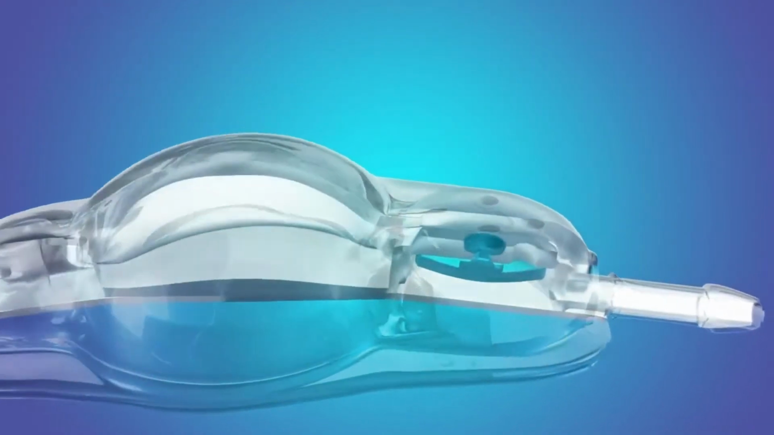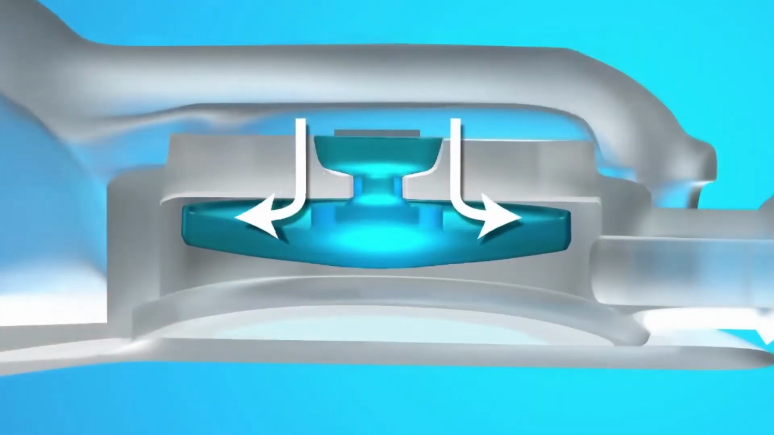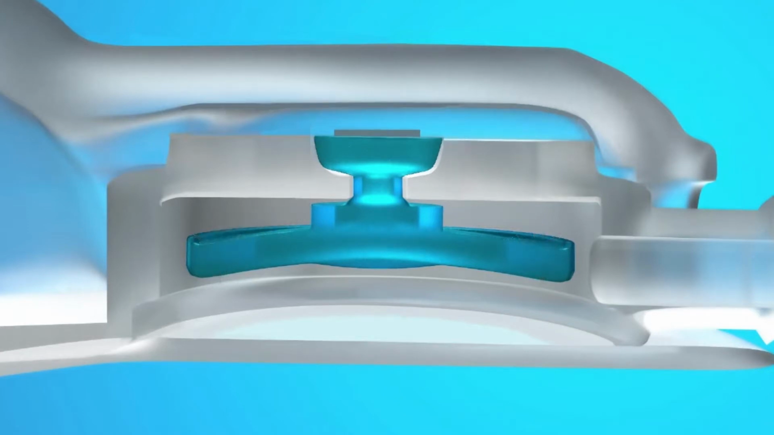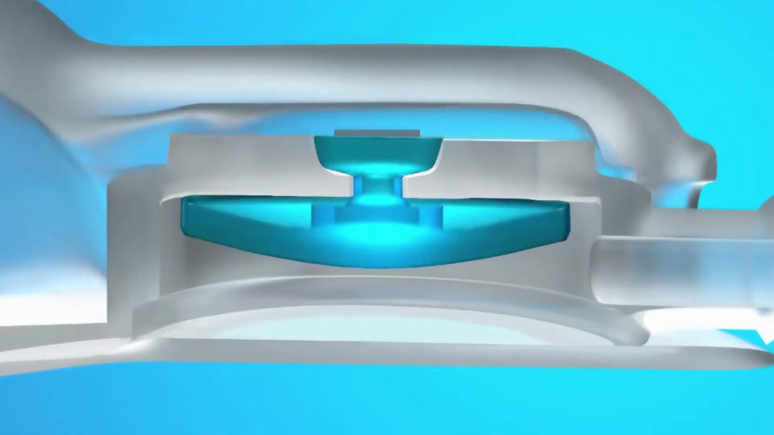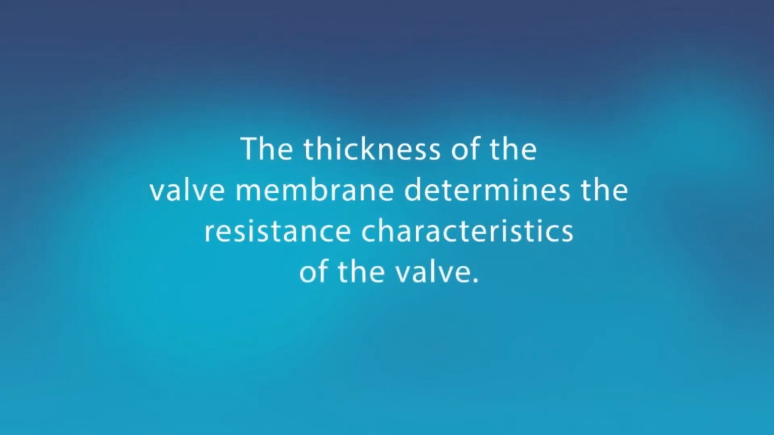The inlet CSF fluid pressure causes the umbrella-shaped membrane to open when intracranial pressure, ICP, exceeds the resistance of the valve umbrella or membrane. When the ICP is lower than the resistance of the silicone umbrella, the mechanism closes. The thickness of the valve membrane determines the resistance characteristics of the valve.